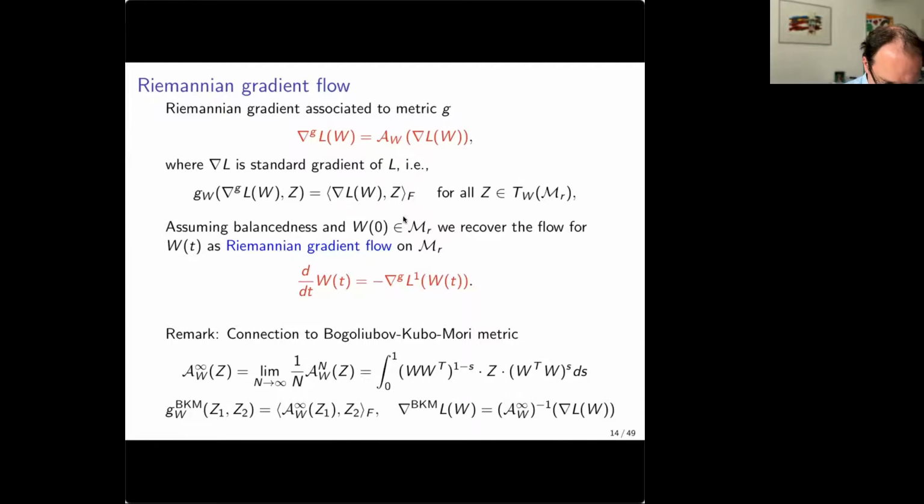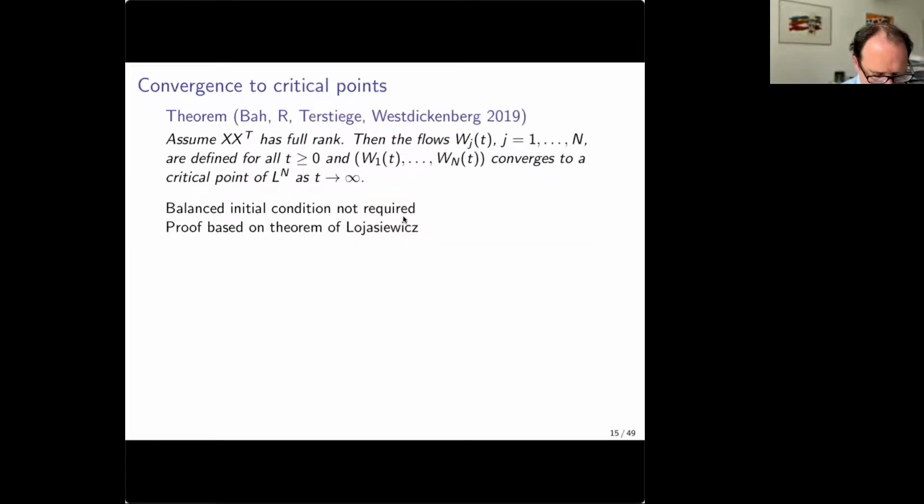Let's omit that part. Okay, so now what's happening with the convergence? We assume that this data matrix, XX transpose, has full rank. If you have random data, that's quite natural. And then one can show that these flows are defined for all t. And this tuple actually converges to a critical point of Ln as t goes to infinity.